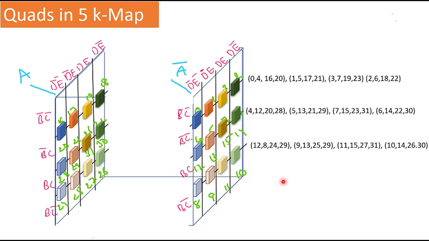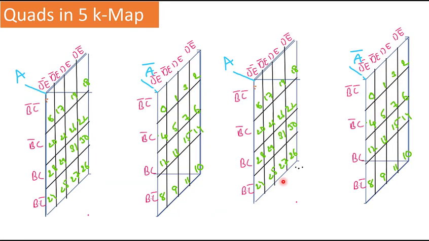So please remember, whenever you form a pair, you are going to eliminate one literal. When you form a quad, you are going to eliminate two literals. Now we'll see another possibility of quad formation in the 5 variable K-map. If you look here, these and these two are in identical locations. These and these two are also in identical locations. These 4 ones can form a quad.